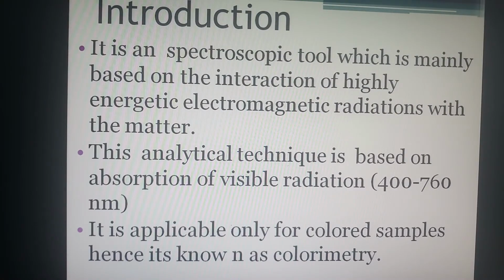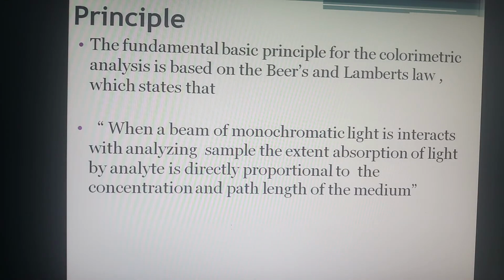First, the introduction. It is a spectroscopic tool based on the interaction of highly energetic electromagnetic radiation with matter. That means it's all about the interaction of light with matter. It is an analytical tool. Specifically, colorimetry comes under absorption spectroscopy, and the wavelength range is 400 to 760 nanometers. The most important thing is that it is applicable only for colored samples, hence it is known as colorimetry.